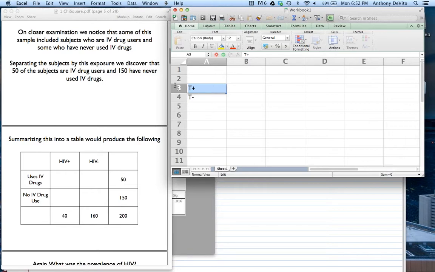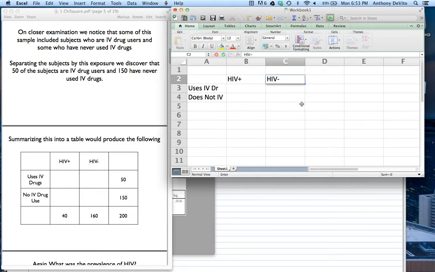either a disease outcome or an improvement, by use of a drug or without the use of a drug, and so on. Except in this case the result is going to be a categorical variable as well. So instead of a test result, I'm just going to say uses IV drugs and does not use IV drugs. Our possible outcomes are going to be in the columns. One outcome is that they're HIV positive, and the other outcome is that they're HIV negative.